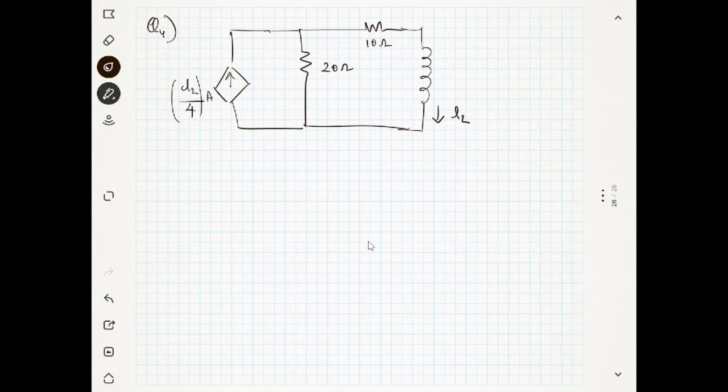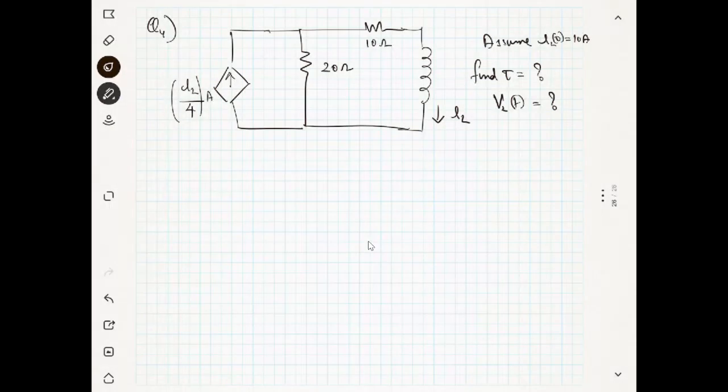Now you have to find out what is the response of this. Assume IL of 0 is given, it is 10 ampere. Find the time constant of the circuit. That is the question. What is the time constant? And you can also find the voltage VL of t. These are all the questions. Can you tell me how to solve this?